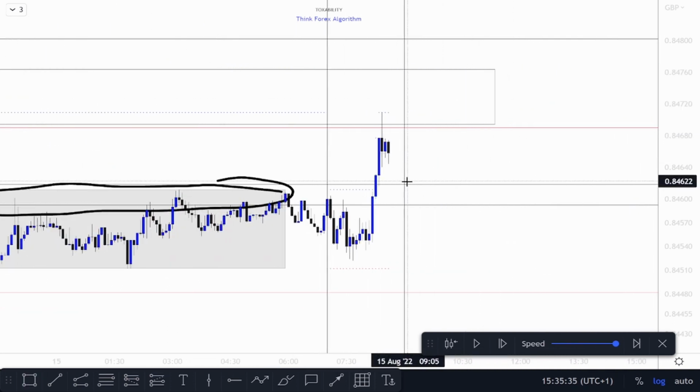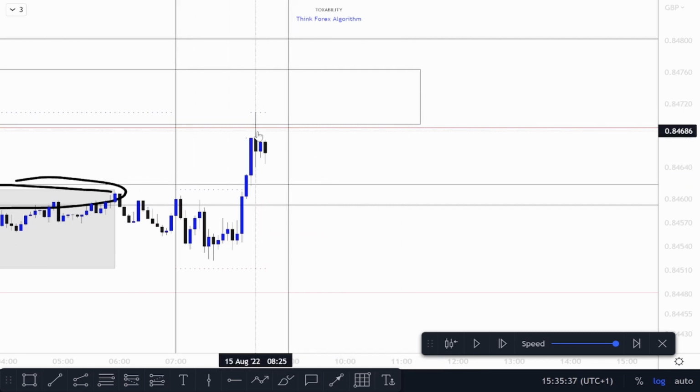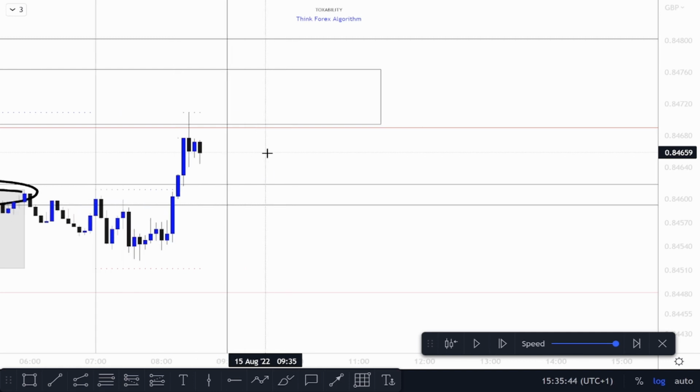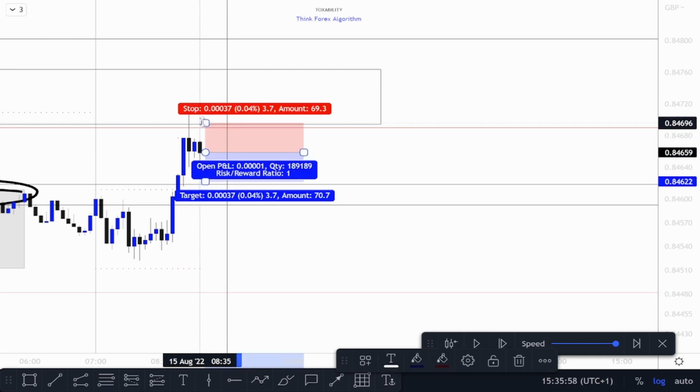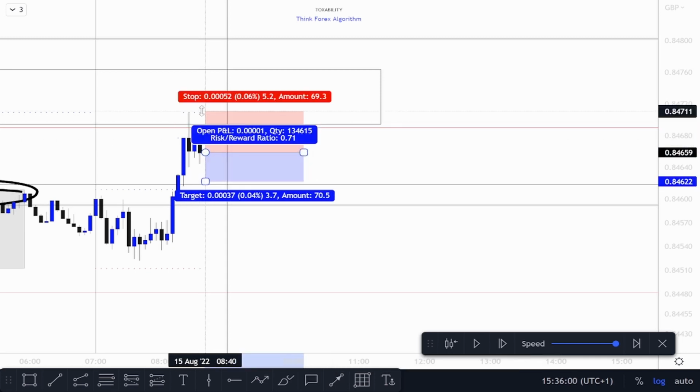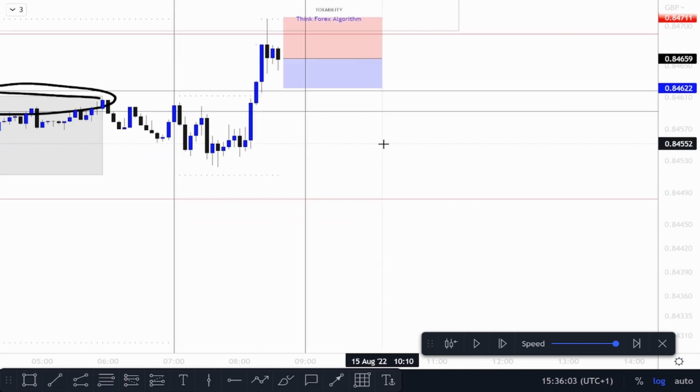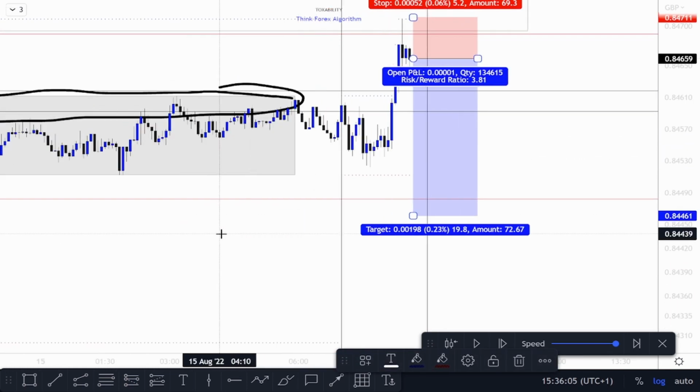And what do we have here? We have a strong rejection. Once we get the strong rejection, we also have a second candle which didn't fully engulf, but the body engulfed the body of the previous candle. So for me, that right there is substantial enough for me to enter. I usually place tight stop losses just like so.